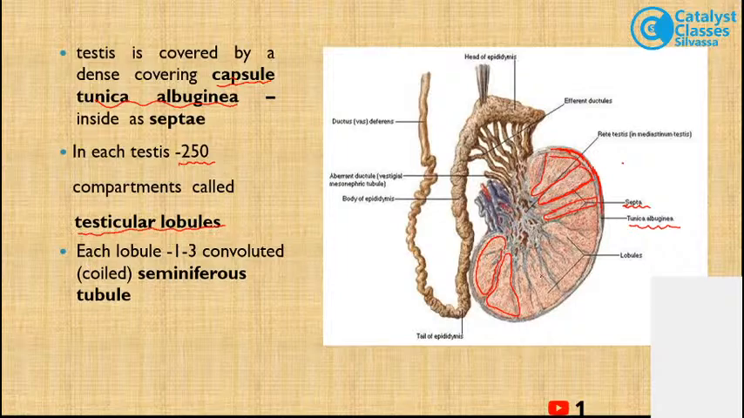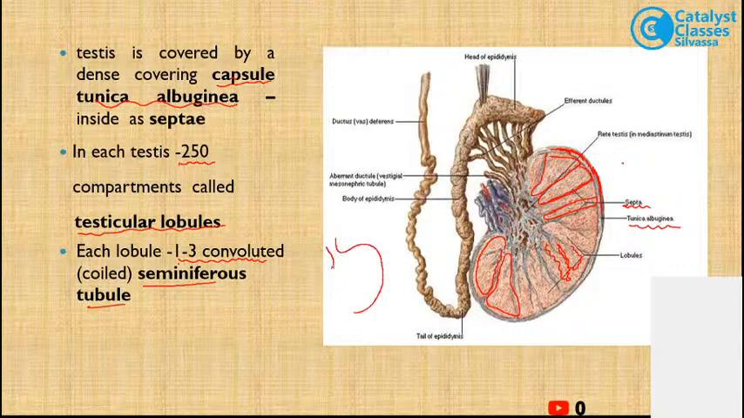Inside each of these lobules, you will see that there are certain convoluted tubules present. और एक testicular lobule में कितने tubules होंगे? ऐसे 1, 2, 3 convoluted tubules which are called seminiferous tubules. अगर एक simpler diagram आप लोग को और देखना है, then I'll draw it for you.